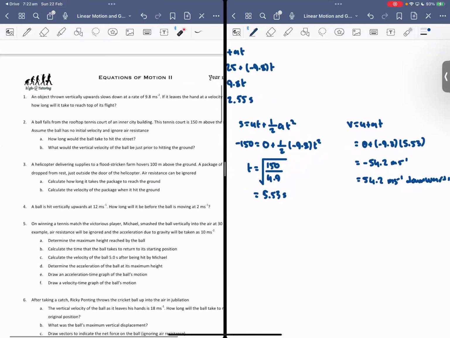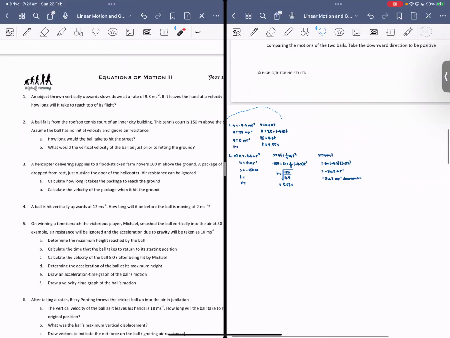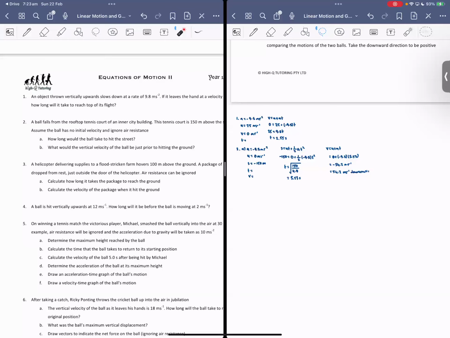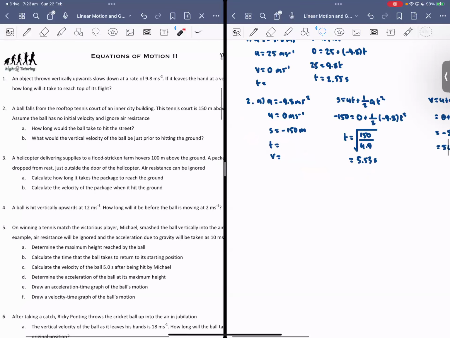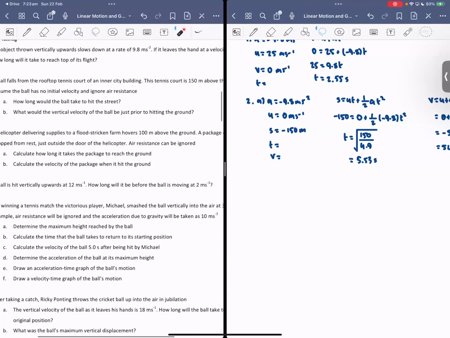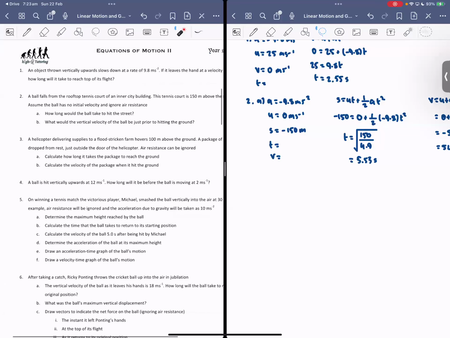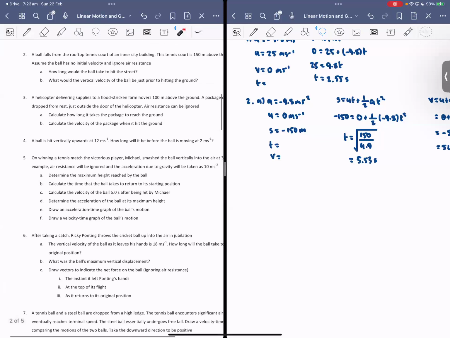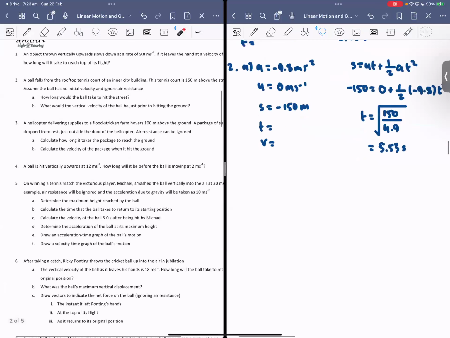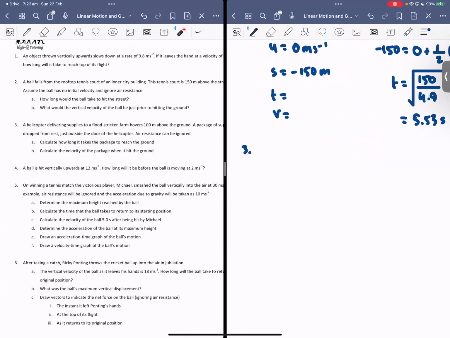Question 3. A helicopter delivering food supplies to a flood-stricken farm hovers 100 meters above the ground. A package is dropped from rest just outside the door of the helicopter. Calculate how long the package takes to reach the ground. Well, that sounds exactly like the question that we just did.